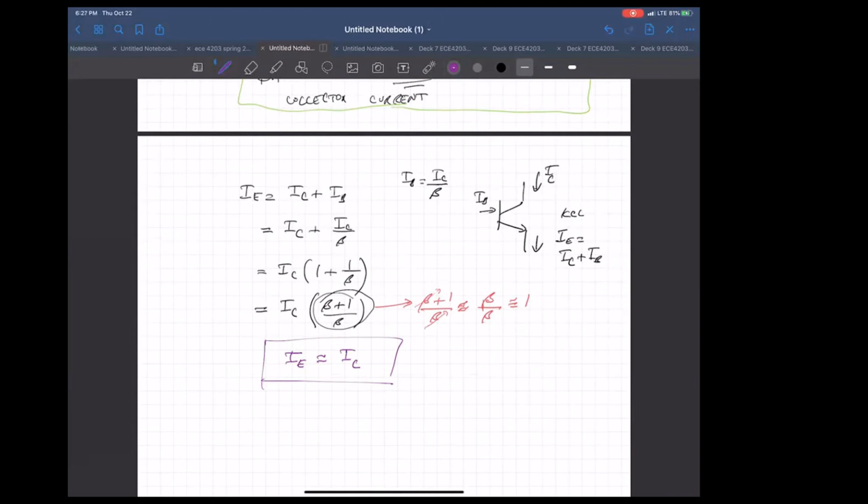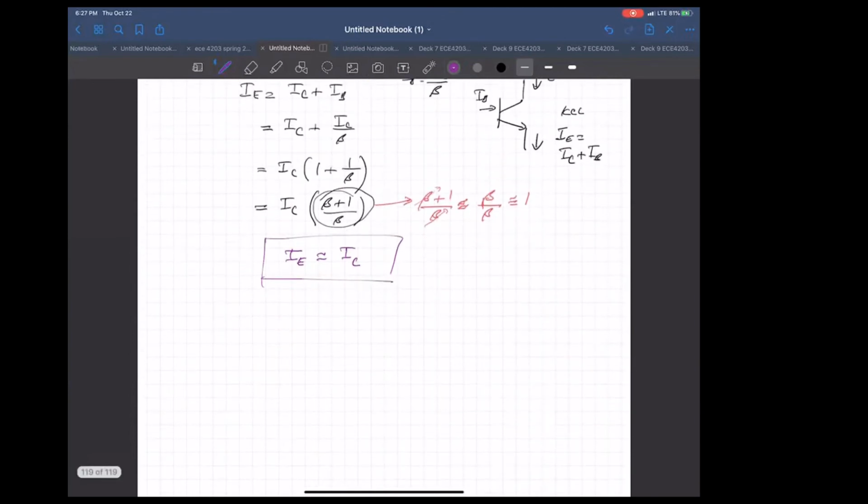Yeah. So one way to look at it is if you're going to do back of the envelope calculations, a good approximation is beta is equal to 100. That's something you'll see all the time as something people throw out.